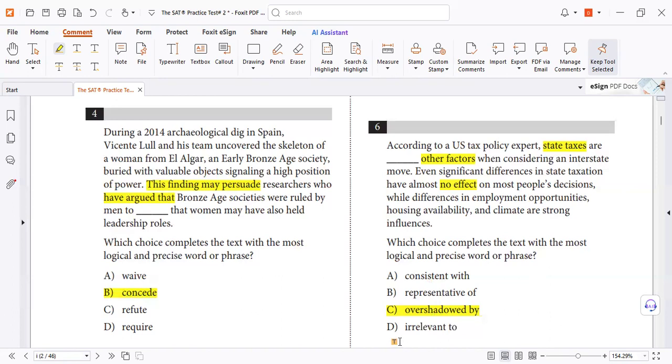The trap is letter D. He said irrelevant. But how is it irrelevant, when it's not important? Feel it? This can help you. So overshadowed means just less important, because it has no effect. Good job.